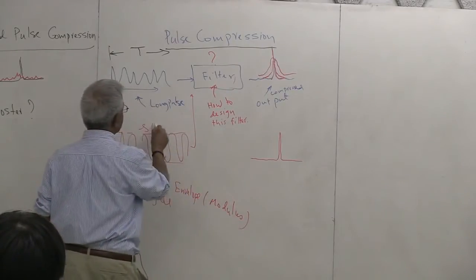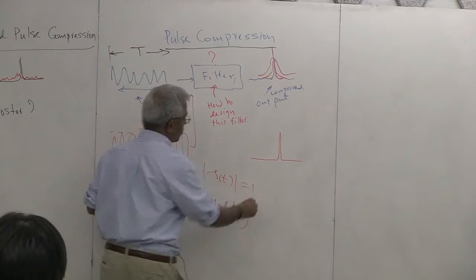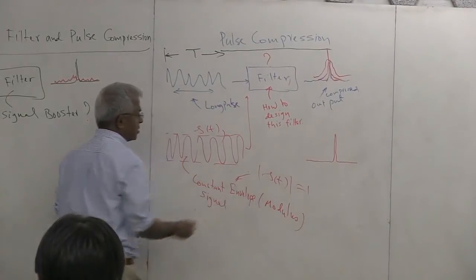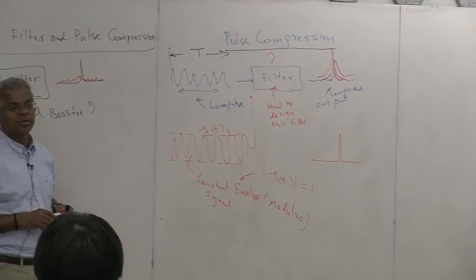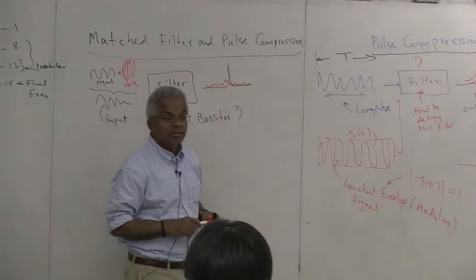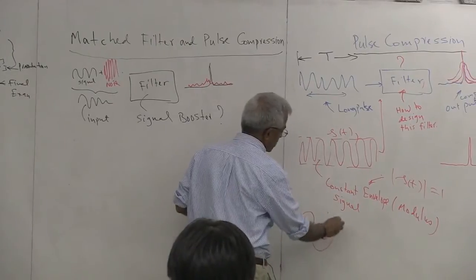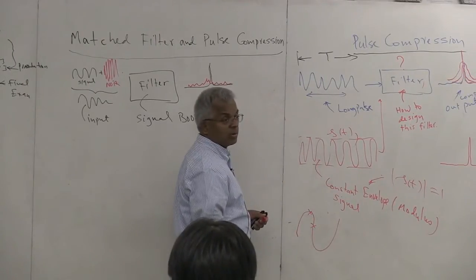Because if I call the signal S of t, this signal has the property that the absolute value of S of t is 1 all the time. That's what I mean by constant envelope, right? What is an example of a constant envelope signal? Anybody? Sine is not constant envelope because the value here is 1, but the value at some other time is not 1.